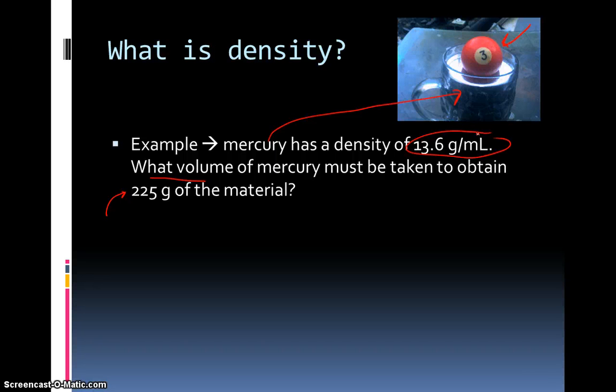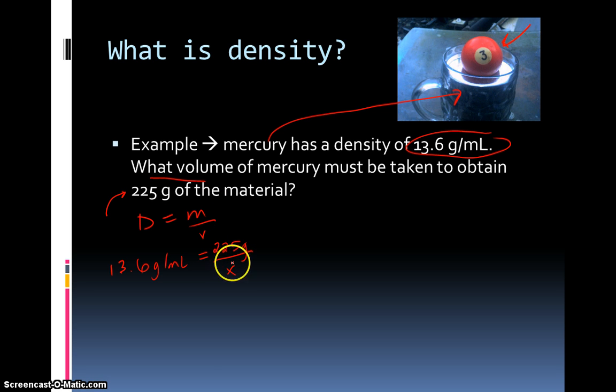So the first way you can solve it is using the density equation. We know that density is equal to mass over volume. So if I look at the problem, I have my density and I have my mass, so I'm solving for volume, so I can replace it with x. My density, I'm going to put 13.6 grams per milliliter. I'm going to set that equal to 225 grams, which goes on top because that's my mass. And then my volume is what I'm solving for.